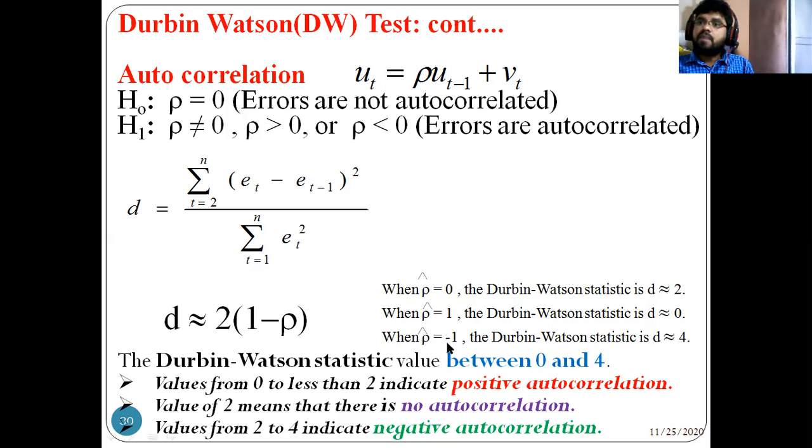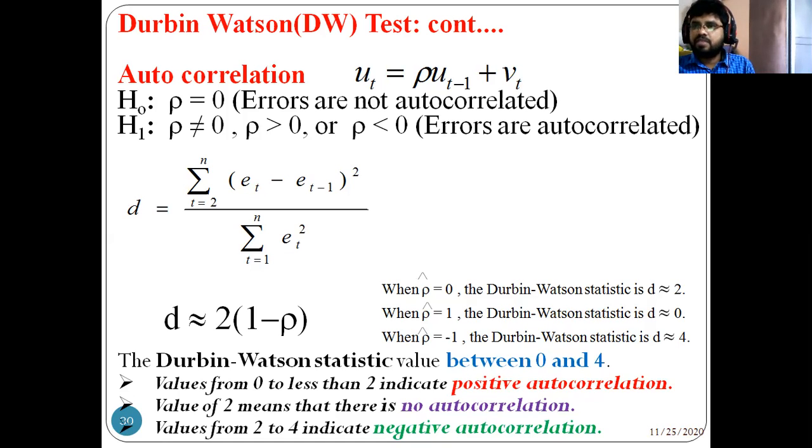When rho is equal to minus 1, it means that the present year depends on the previous year, but negatively; that is a negative association between the two variables. There is a present year and a previous year. So when rho is equal to minus 1, the DW value, or D statistic, is 4. You can remember it simply: if rho is equal to 0, D is equal to 2. If rho is equal to plus 1, D is equal to 0. If rho is equal to minus 1, D is equal to 4.